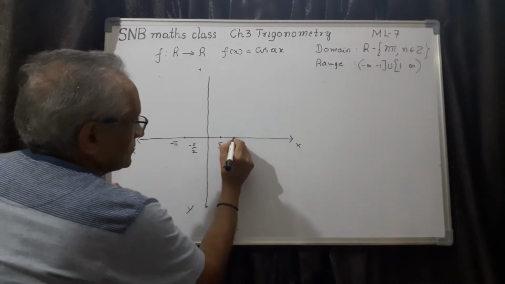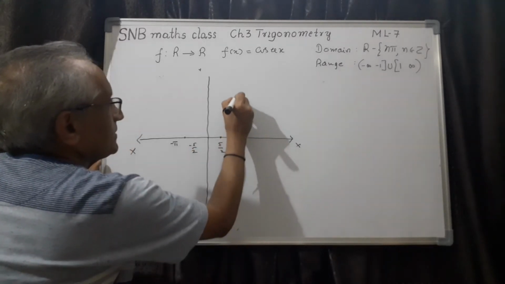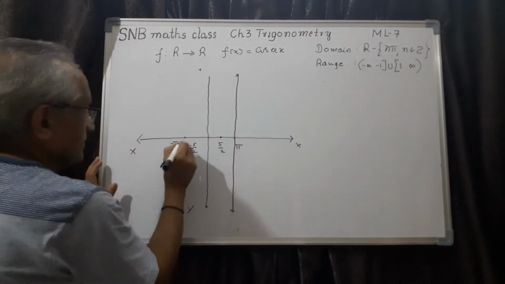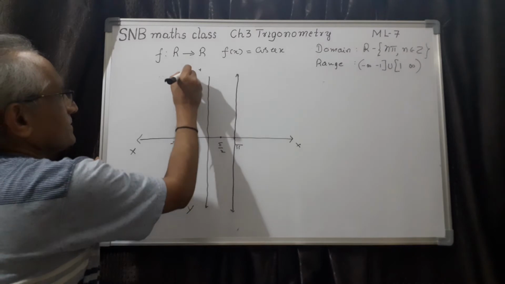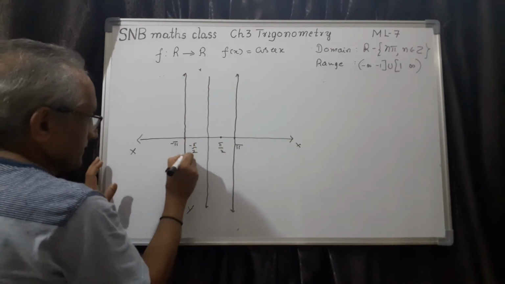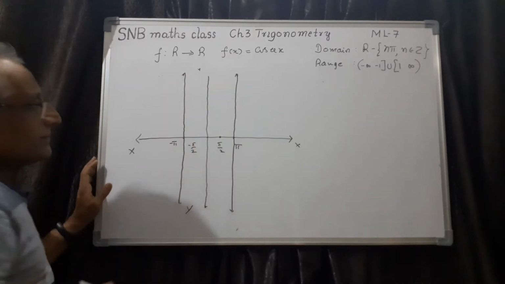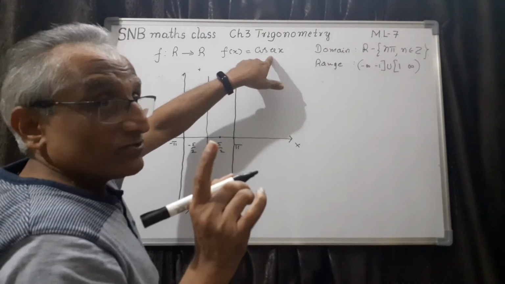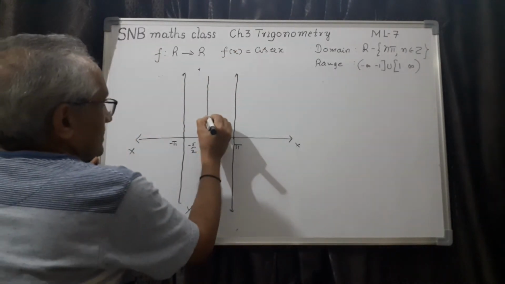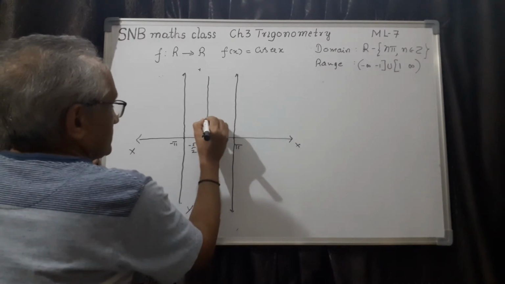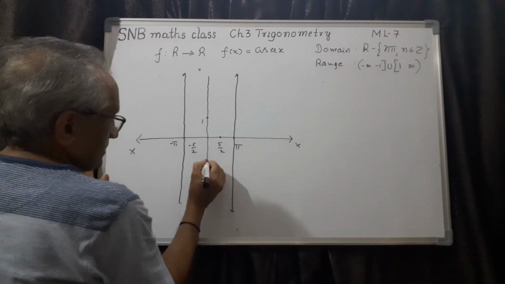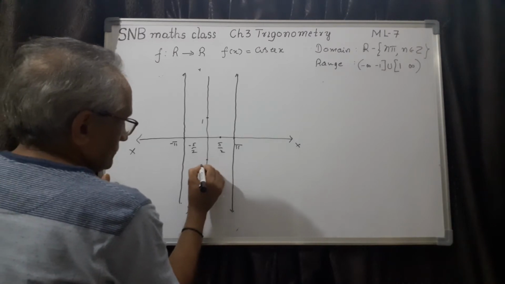So here you just draw the line parallel to y-axis where it is not defined, and here also parallel to y-axis where it is not defined. This is the first thing. Then when it is pi by 2, cosecant pi by 2 is 1. We have seen already. So let us take this point. This is 1. And when it is minus pi by 2, cosecant is minus 1. So let us take minus 1 here.